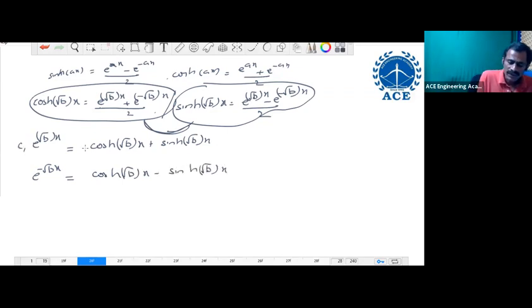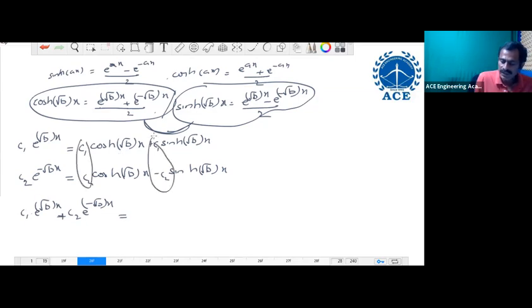If I multiply by c1 and c2 and add these two, c1 into e power root b x plus c2 into e power minus root b x equals, on the right hand side, cos hyperbolic is common from these two terms and sin hyperbolic is common from these two terms. So (c1 plus c2) into cos h root b x plus (c1 minus c2) into sin h root b x. C1, C2 are constants.